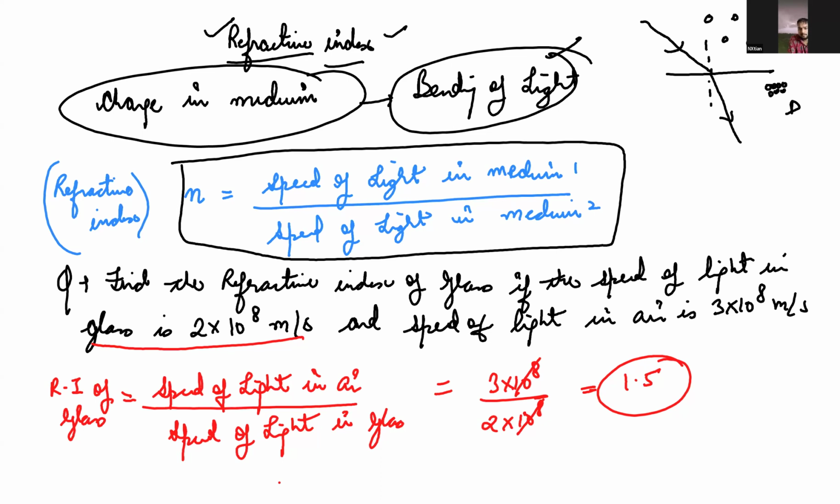So can you explain the speed of light? Can you tell it again? The speed of light in diamond we have to calculate. The speed of light in air/vacuum is 3 into 10 to the power 8 meter per second. Now you have to calculate it.